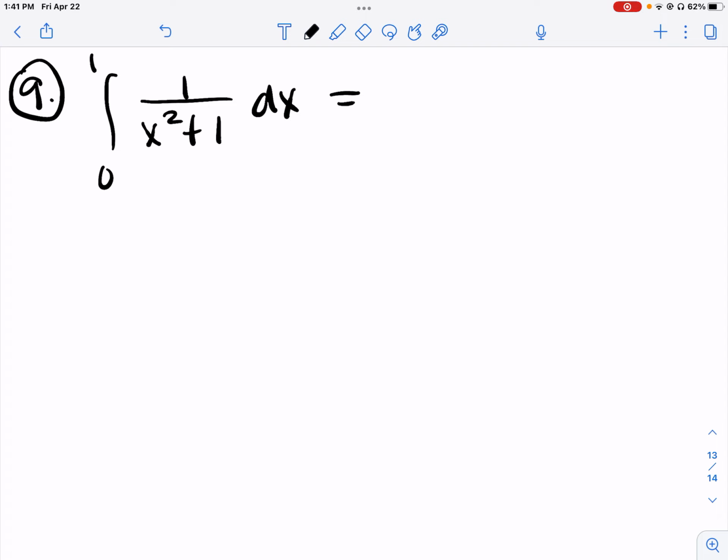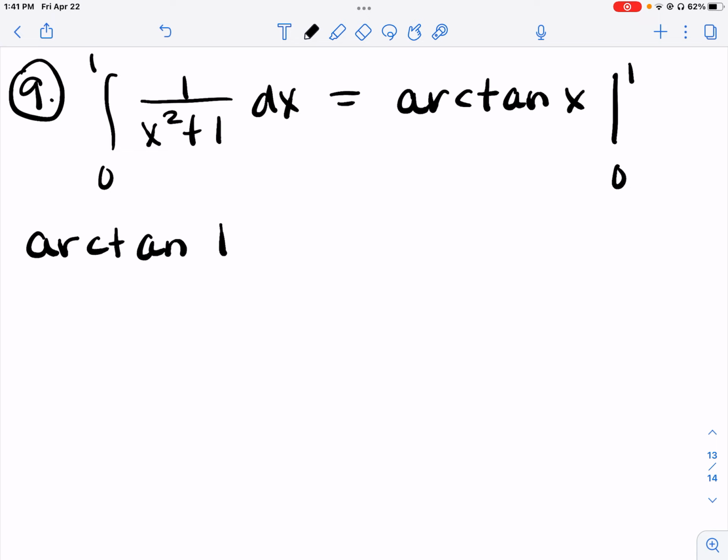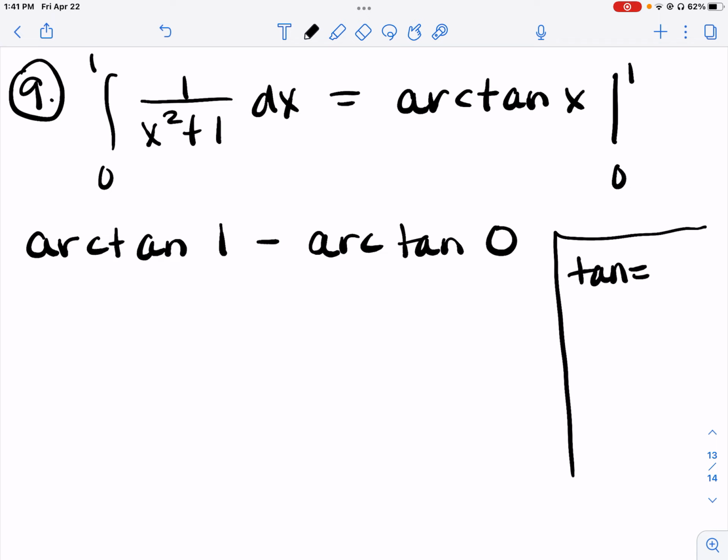The integral of 1 over x squared plus 1 is the arctangent of x. That's one of our formulas. But we need to evaluate a definite integral from 0 to 1. So we need the arctan of 1, plug in 1 for x, minus the arctan, plug in 0. Tangent is y over x. So the arctangent of 1 is where y over x equals 1. That's when y and x are equal, so that's pi over 4.